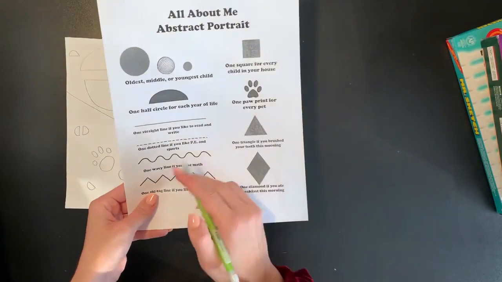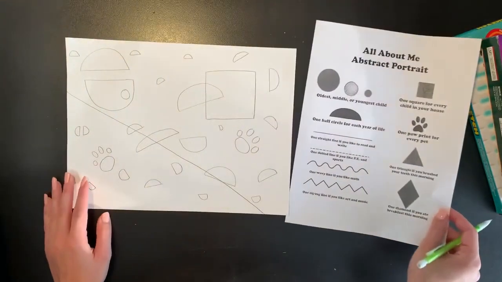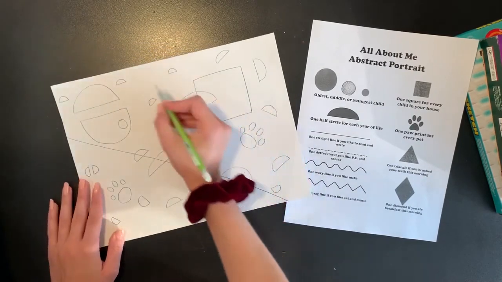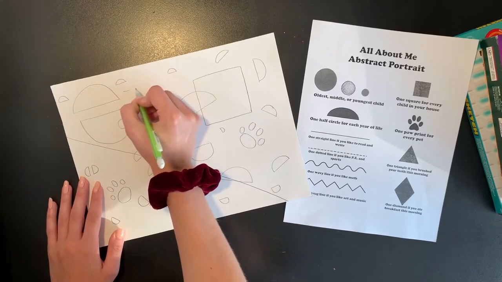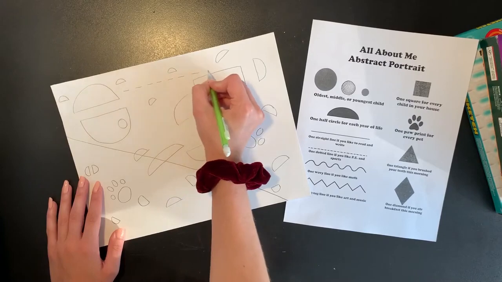Now the next one says one dotted line if you like PE and sports. So I do like PE and sports, so I'm going to put a dotted line somewhere on my paper. I think I'm going to put it up here. And it's not going to go from edge to edge, it's just going to go right across this middle section.